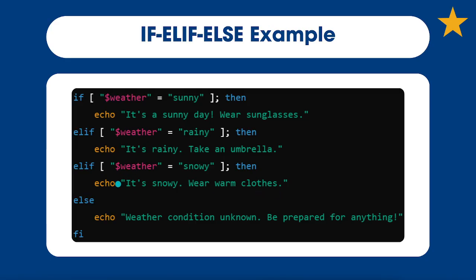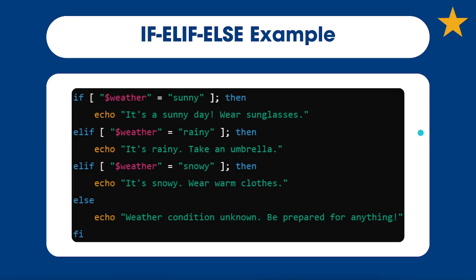Now, once it executes this, remember, it's not going to continue looking for another path of execution. It's done. These are all together working to just execute one code block. And in this case, the correct code block was the third one because snowy is equal to snowy. That means the else here is not going to get triggered. It's not going to check it. It doesn't need to.